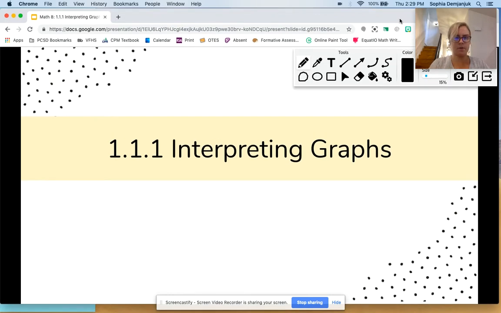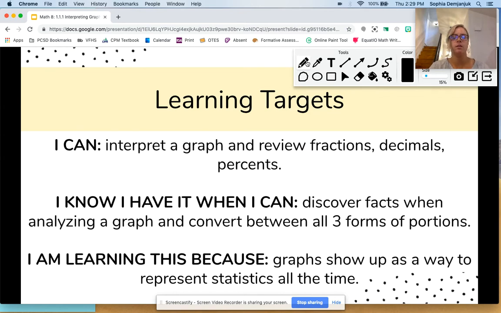All right, in this lesson, we're going to be doing the very first lesson of our book, 1.1.1, and it's interpreting graphs. Looking at that next slide, we have our learning targets. Our first learning target, which is basically the title of the lesson, interpreting graphs: I can interpret a graph.